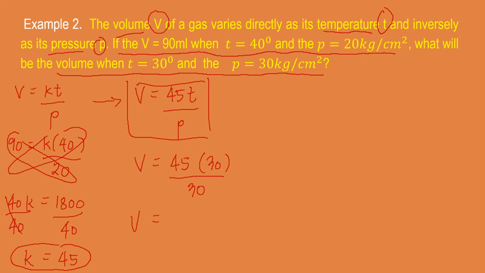We can solve for this easily by cancelling 30. So we're going to have 45. So the volume is 45 milliliters if the temperature is 30 degrees and the pressure is 30 kilograms per square centimeter.